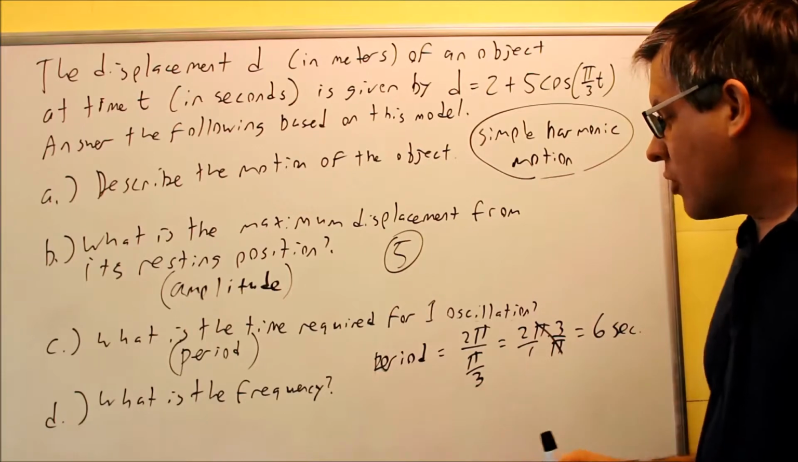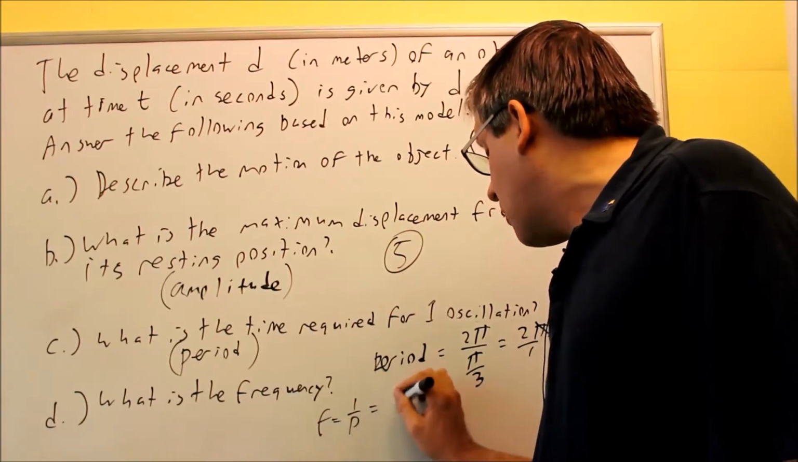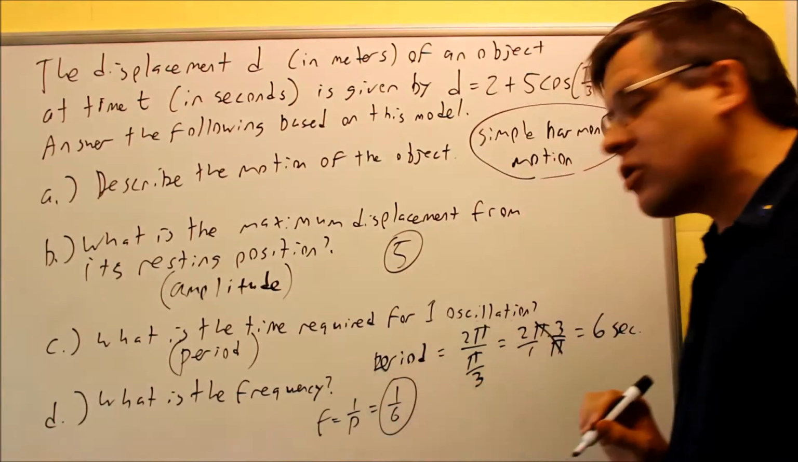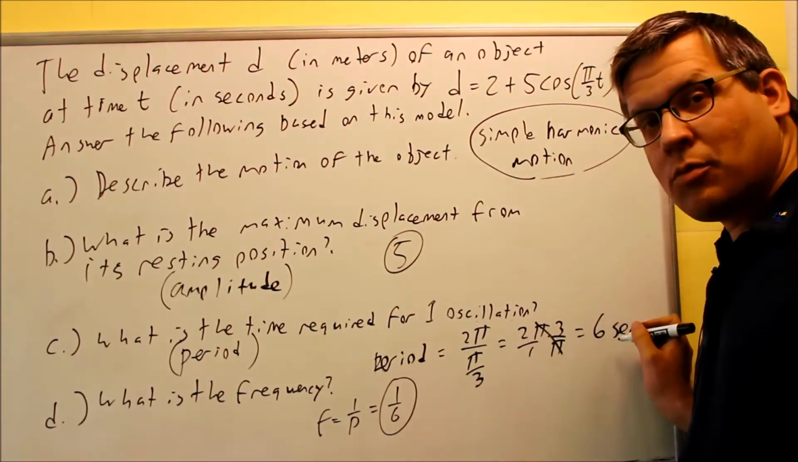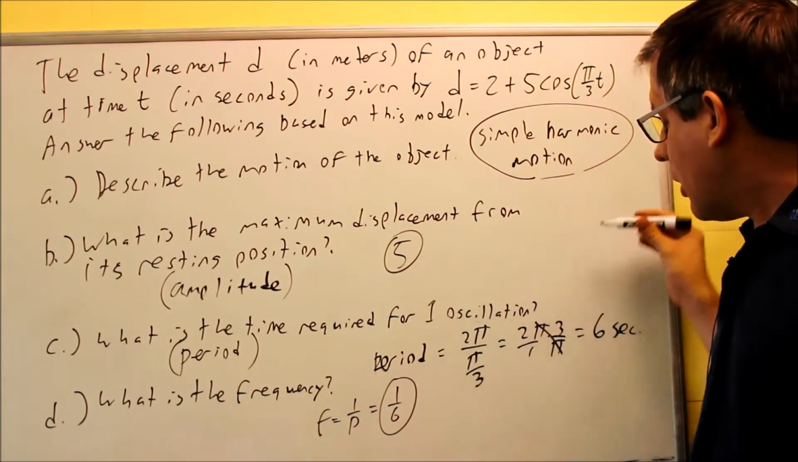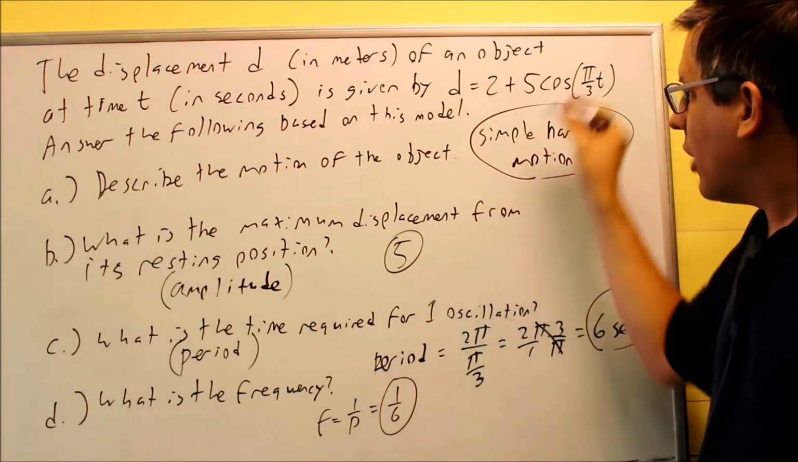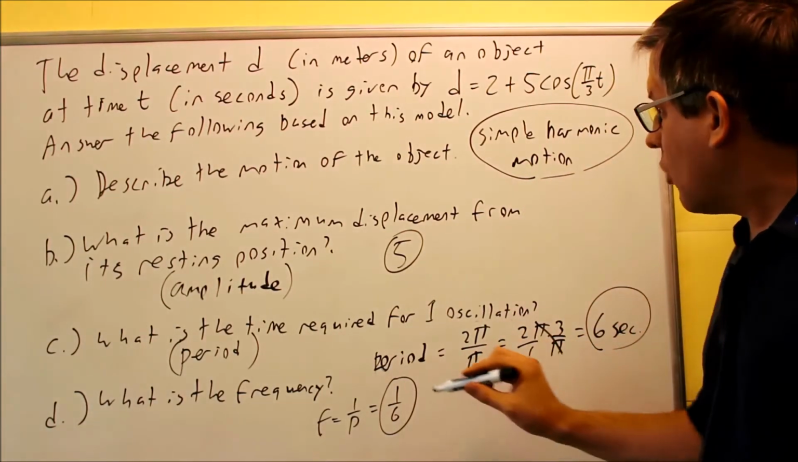What's the frequency? The frequency again is equal to 1 divided by period. So in this case, we're just going to do 1 divided by our answer we got in part C. It's going to be 1 over 6. So that's going to be all the parts answered. Simple harmonic motion, this is 5, your amplitude, the 6 seconds and the 1/6.